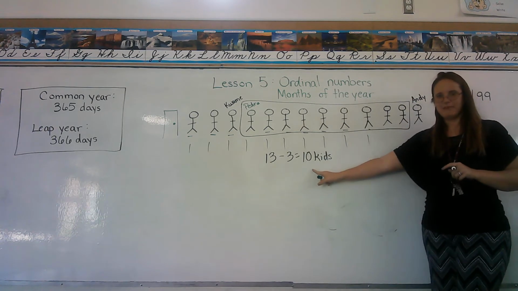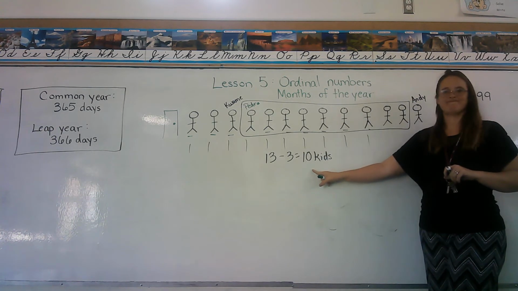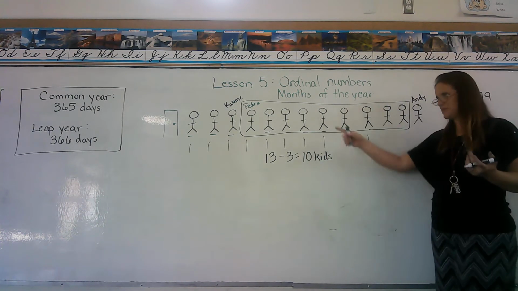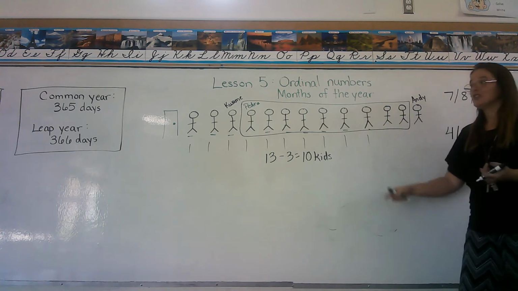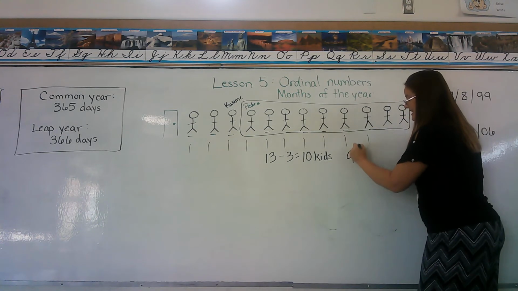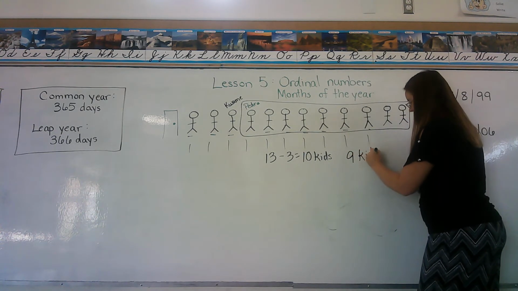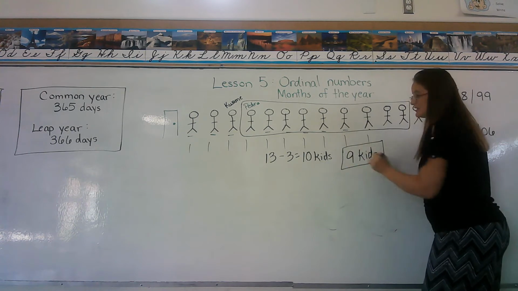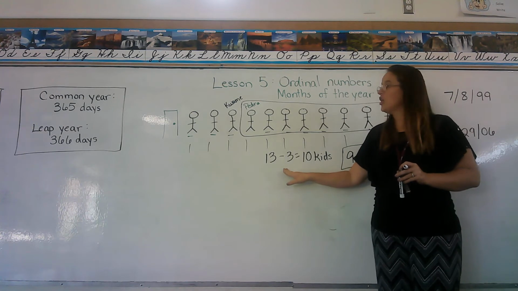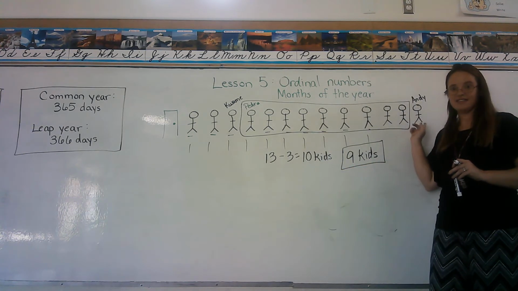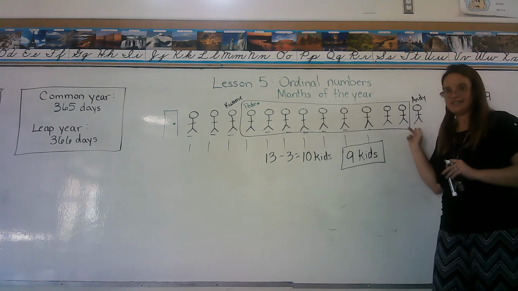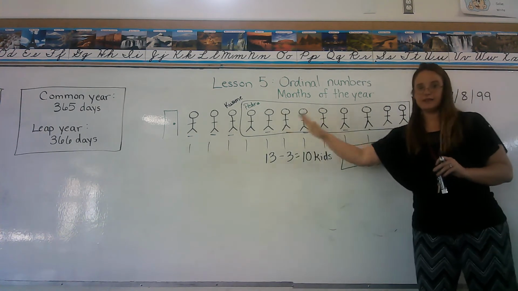So count with me. 1, 2, 3, 4, 5, 6, 7, 8, 9. Did I get the same answer here? No. Which one's correct? Are there 9 kids or are there 10 kids in between these two students? Look at the picture. The picture shows that there are only 9 kids. That's because when you take 13 and subtract 3, you're counting this 13th guy. Andy's counted there. We don't want to count Andy because he's not in between himself and Kwame.